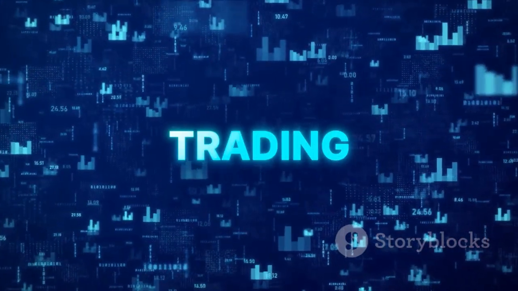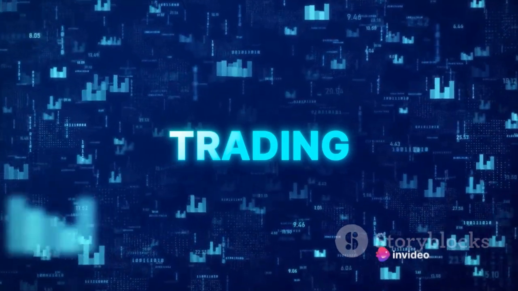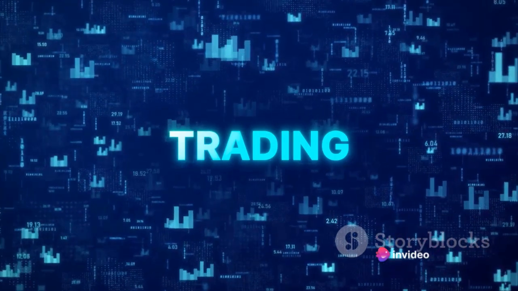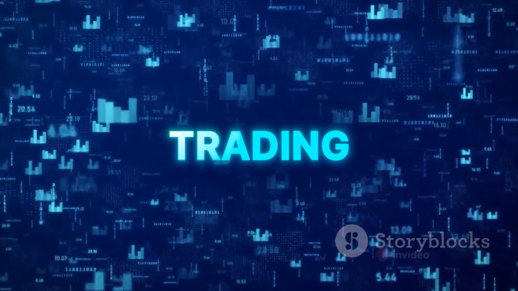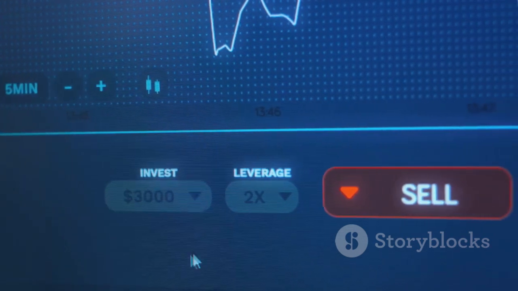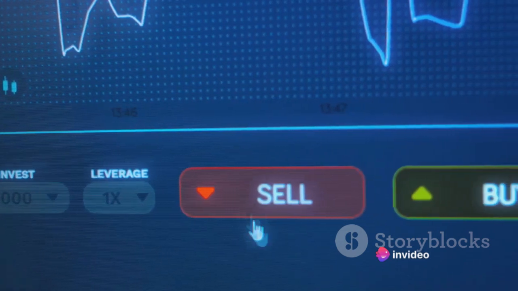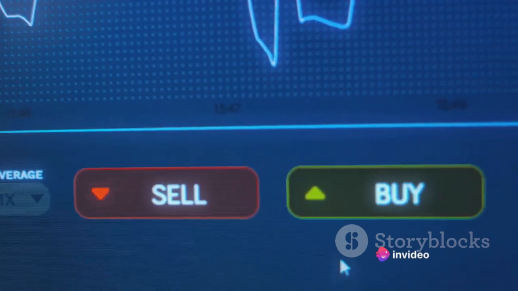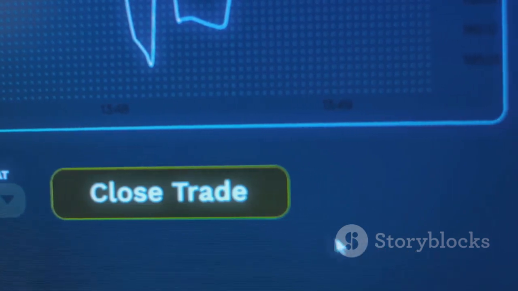Now let's take a quick look at some basic trading terminologies. When we say bullish, we're talking about a market condition where prices are expected to rise. Conversely, bearish refers to a market state where prices are anticipated to fall. Long and short are simply trader speak for buying and selling. If you're going long, you're buying with the expectation that the price will rise. If you're going short, you're selling with the hope that the price will drop.